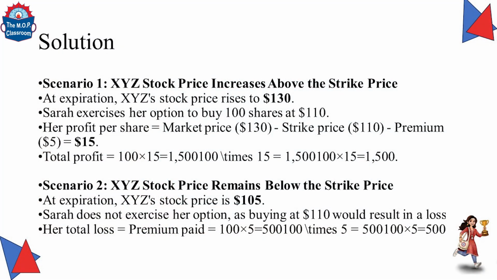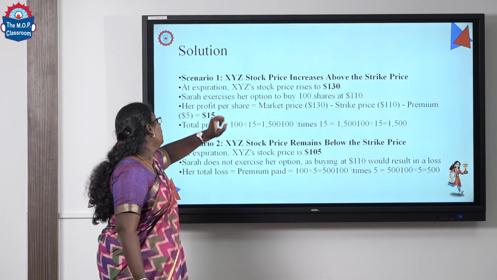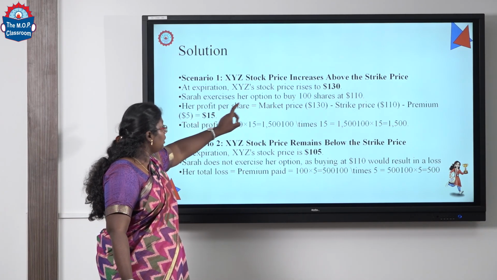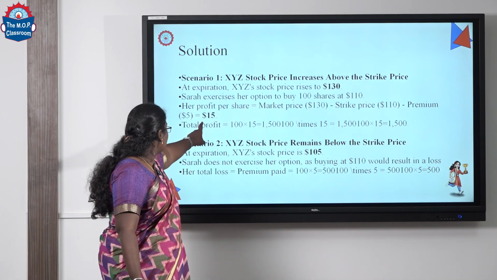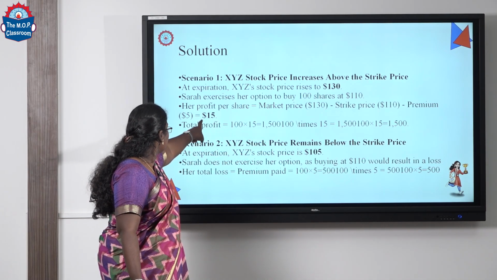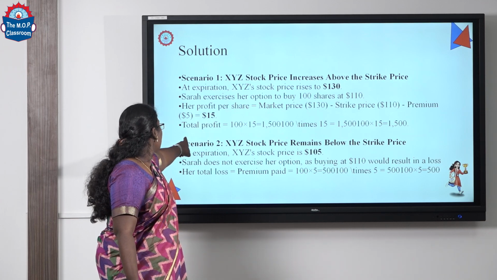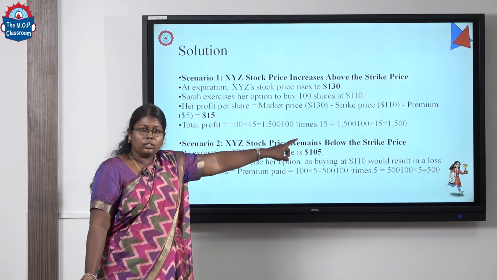At the end of the 3 months, the stock price has risen to rupees 130. Here Sarah has an option to buy the shares at the value of 110. As a result, she gets a profit out of the option contract of 15 rupees per share. So the total profit will be 1500.